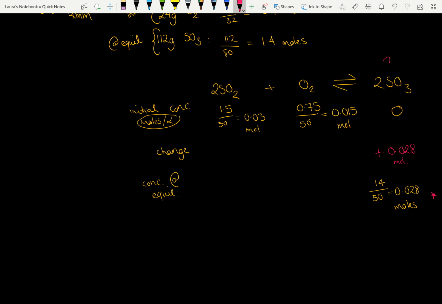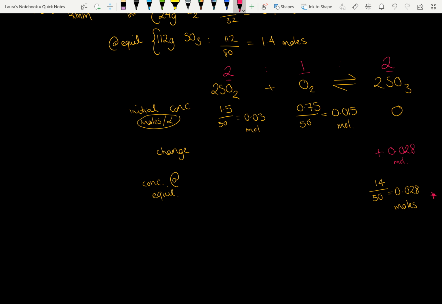In order to work backwards and figure out how many moles of each of our reactants this came from, we have to take into account the reaction ratio, and we can see that it's a ratio of 2. So if we have 2 moles of sulfur trioxide being produced, it has come from 1 mole of oxygen and 2 moles of sulfur trioxide.